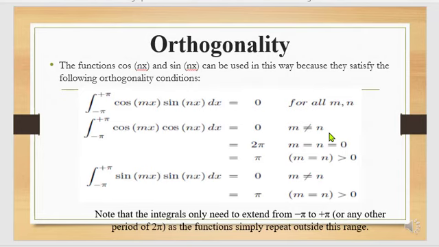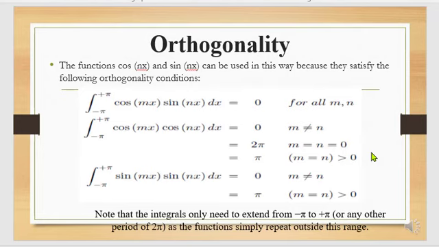One is when m and n are both equal to 0. The other possibility is when m and n are both equal but greater than 0. The third possibility is when m is not equal to n. If we consider the first possibility, where m is not equal to n, this integration will be equal to 0. In the second possibility, when m is equal to n is equal to 0, this integration will be equal to 2 pi.